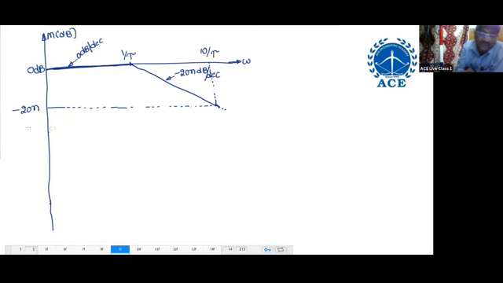Next, you draw the phase plot. Actually, what is this plot called? Approximated plot or asymptotic plot. It is not the exact plot. Next, draw the phase plot.